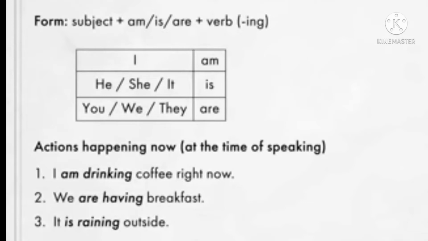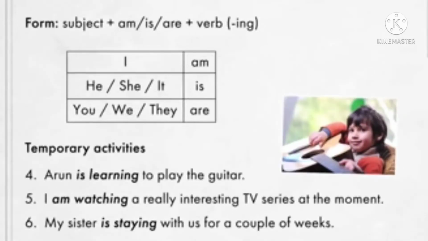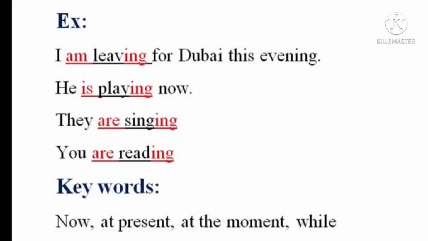The second use is to talk about temporary activities. Arun is learning to play the guitar. In this sentence, Arun is in the process of learning to play the instrument. We will look at some more examples. I am leaving for Dubai this evening. It's an action about the near future. He is playing now. They are singing. You are reading.